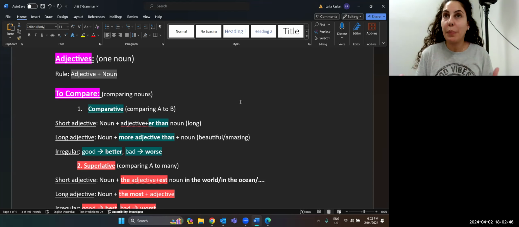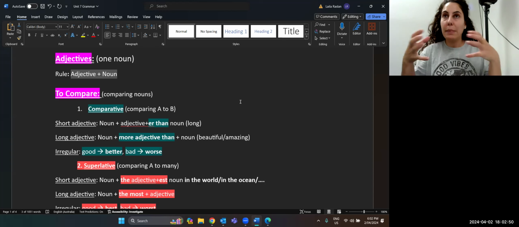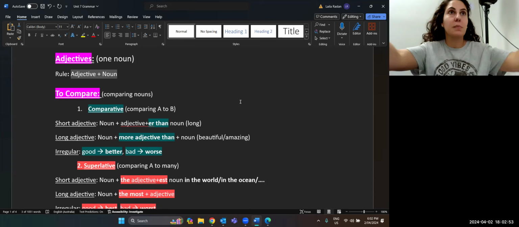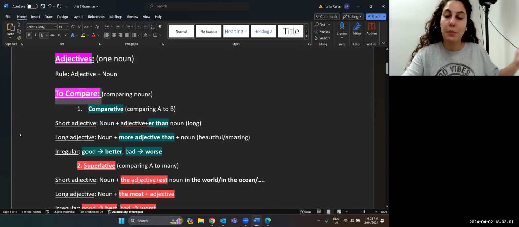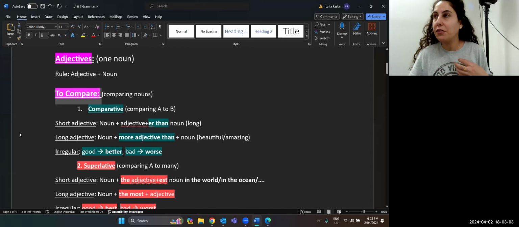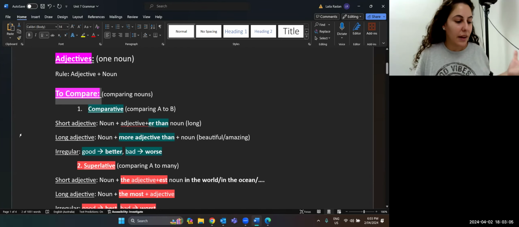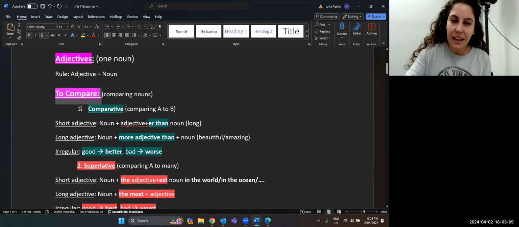But when we want to compare, so now I want to talk about two nouns, or maybe I want to talk about one noun to many nouns. So I'm comparing, and we call this comparative adjectives. So we use it because now we want to compare. I want to show if they're different, the same, how is it different or the same? And there's a few rules.